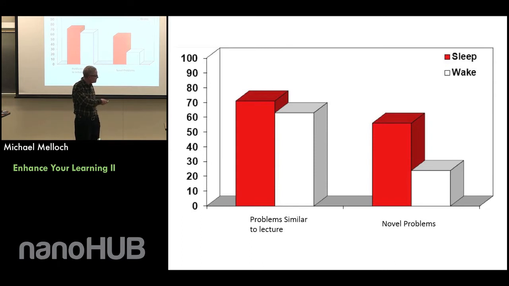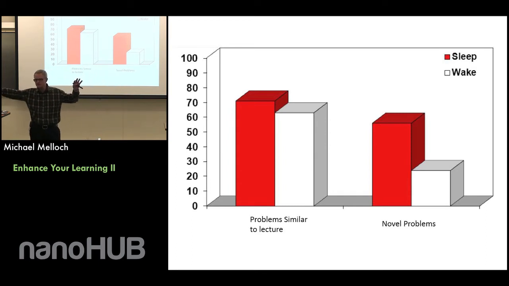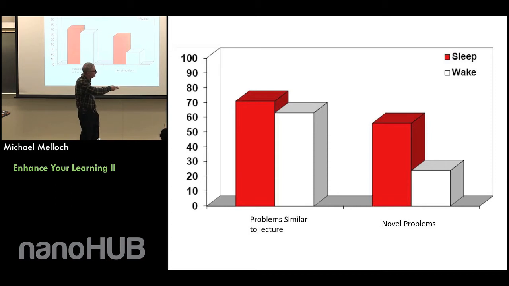So on problems that were a simple recall of things that were in the lecture, the ones who slept did 8 percentage points better than the ones who stayed awake. So it was an improvement. But the big improvements were in novel problems, where the students had to take maybe 2 different things from different parts of the lecture and bring them together to be able to solve a problem. And on those more novel problems, the sleep group did 32 percentage points better than the wake group.